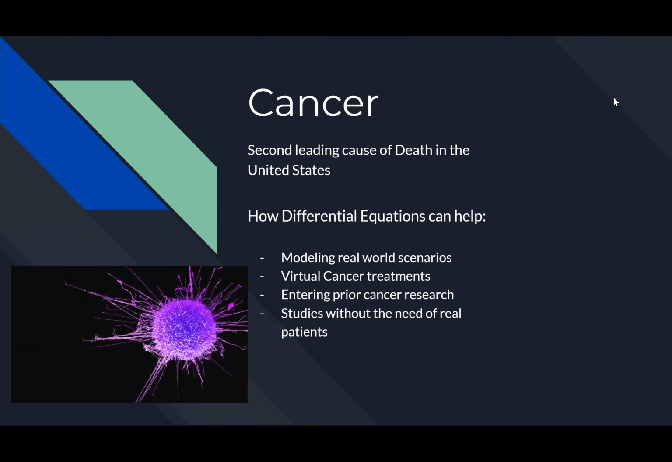Cancer is actually the second leading cause of death in the United States, the first being heart disease. Cancer was not always in the second slot for leading cause of death. This could be due to lifestyle changes, possible exposure to radiation, UV exposure, or different kinds of chemical exposure. Differential equations can help model these types of real world scenarios.